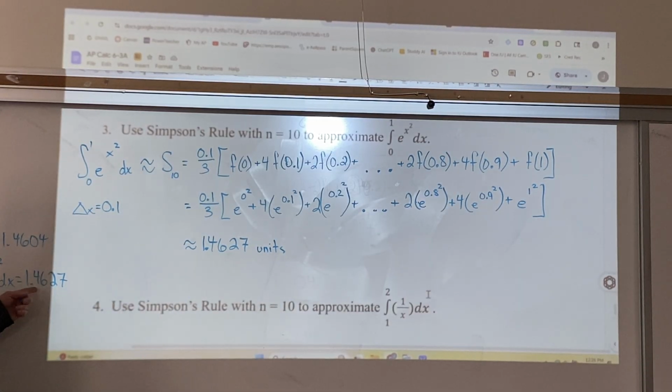Even though it looks like it's exactly what it should be, we still want to say estimate because some of the decimals may be way down here, not quite the same.